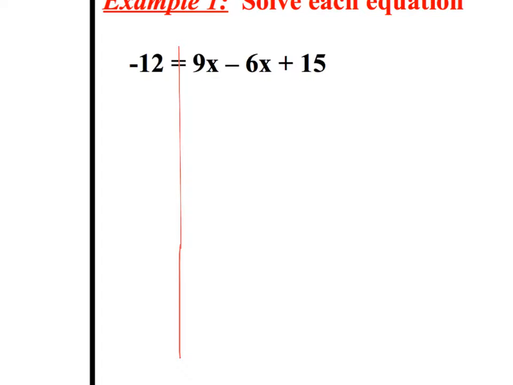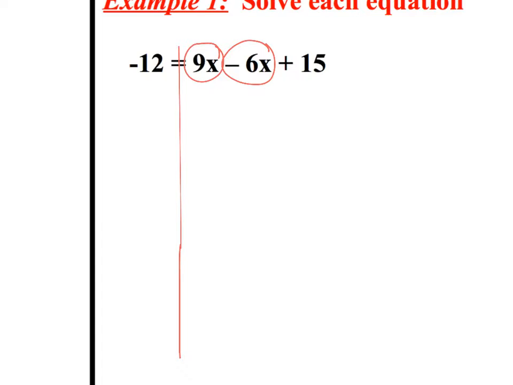Terms you can only combine if they're on the same side. So 9x and negative 6x are like terms. Negative 12 and 15 are not like terms. Think of this line down the middle like a brick wall. These two people, negative 12 and 15, are not friends. Do not combine them. They will be angry about it.